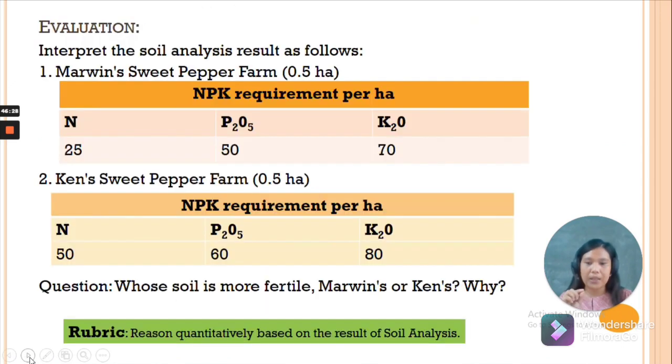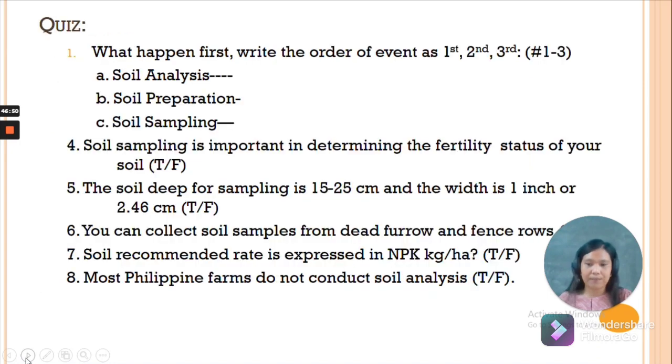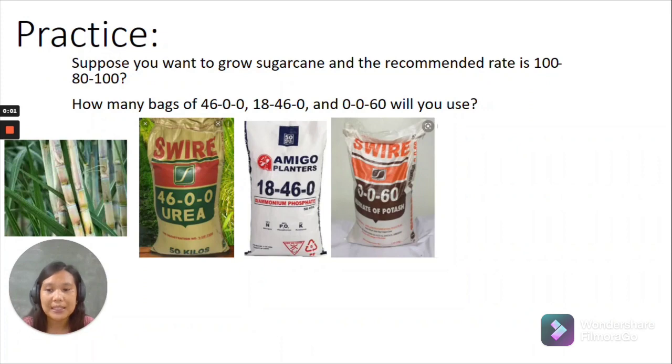So, I will count 1, 2, 3. Your answer? 5, 4, 3, 2, 1. What is your answer? So, the answer is: very good. Marwin's is more fertile, because the requirement is lower. Meaning to say, the soil is already high in fertility. So, in practice, please practice this.